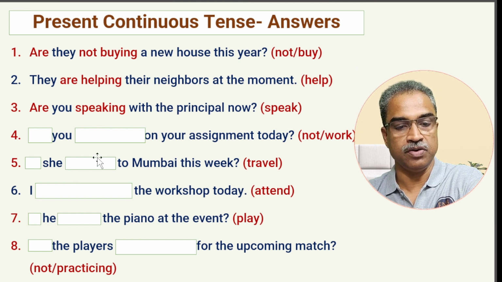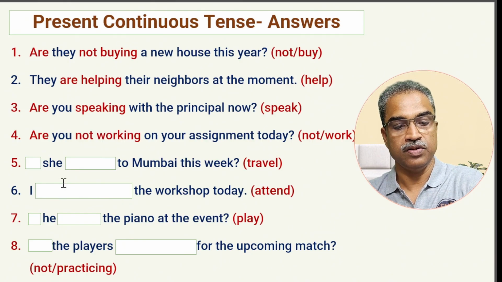Next is not and work. It's going to be a negative question. Again, the subject is you. So how will it be? The auxiliary verb with which we start will be are, then you, then not working. So are you not working on your assignment today?